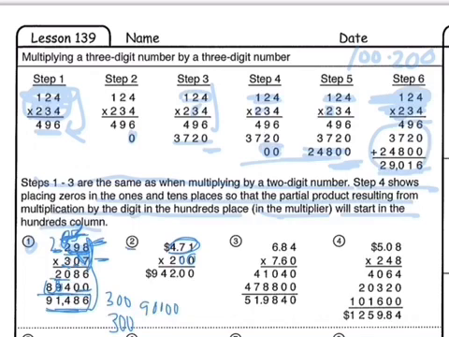Just skip straight to the 200, put down your 2 zeros. 471 times 2 is 942, and so the answer is $942, because this is $4.71, not $471. Here's a decimal problem like this with 3-digit multiplication.